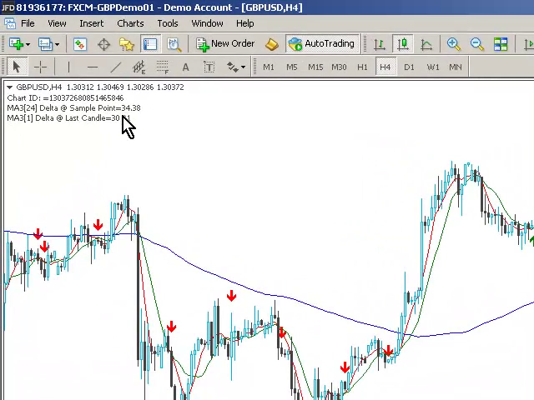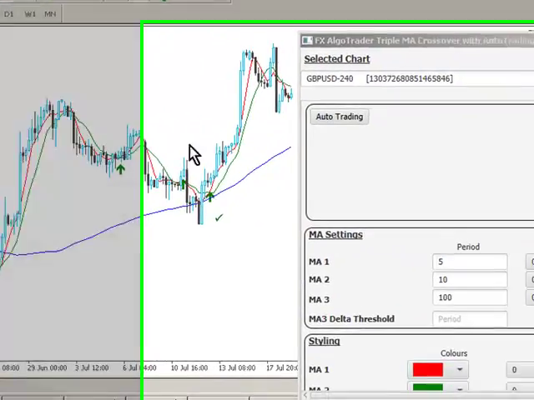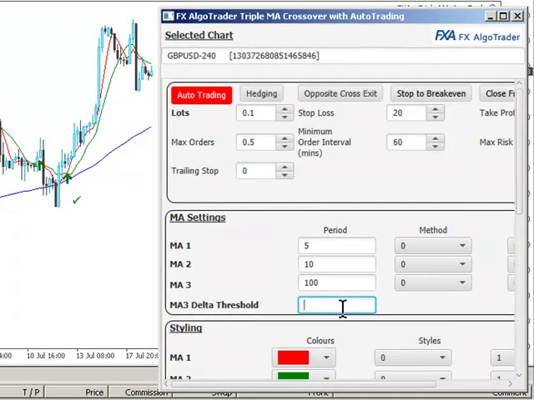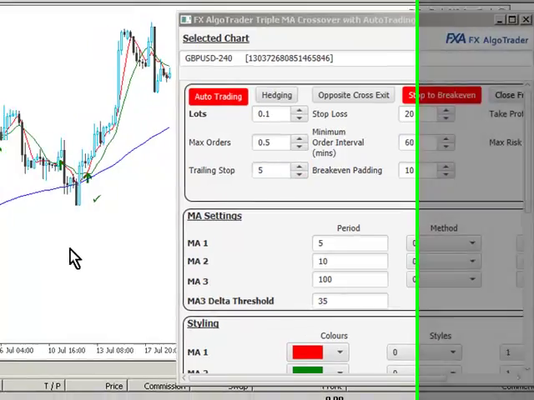So the system's saying delta at sample point 24 is 34.38. If you wanted to set up auto trading on this chart, just go down to MA3 delta threshold if you want to use the filter, and let's go for 35. Stop to break even, 10 pips, press enter, remember, 5 pip trading stop, half a lot, done. So that is an interesting enhancement.